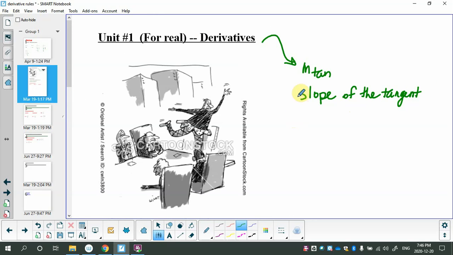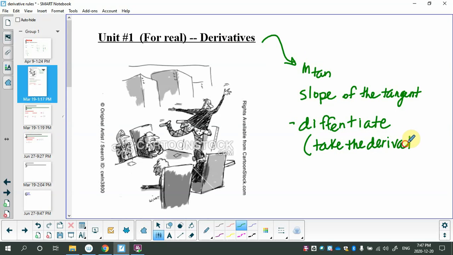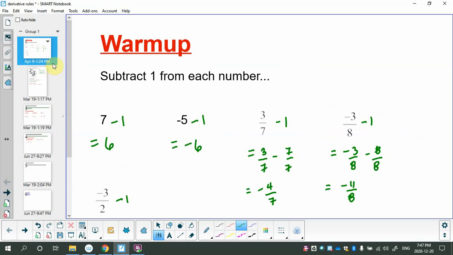You could get asked to find the slope of the tangent, to determine the slope of the tangent. You could get asked to find the derivative, and you could also get asked to do this thing, differentiate. And that means take the derivative, which is what I'm about to show you how to do now, and relates back to this stuff.